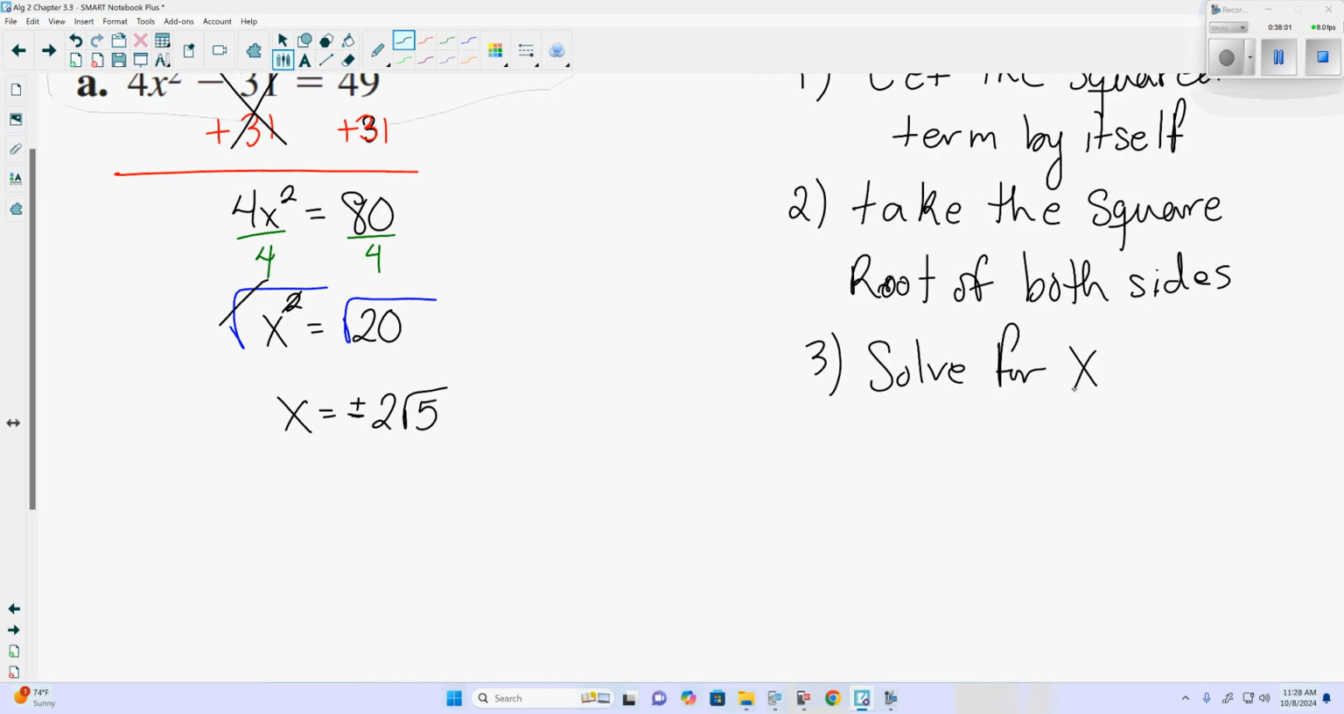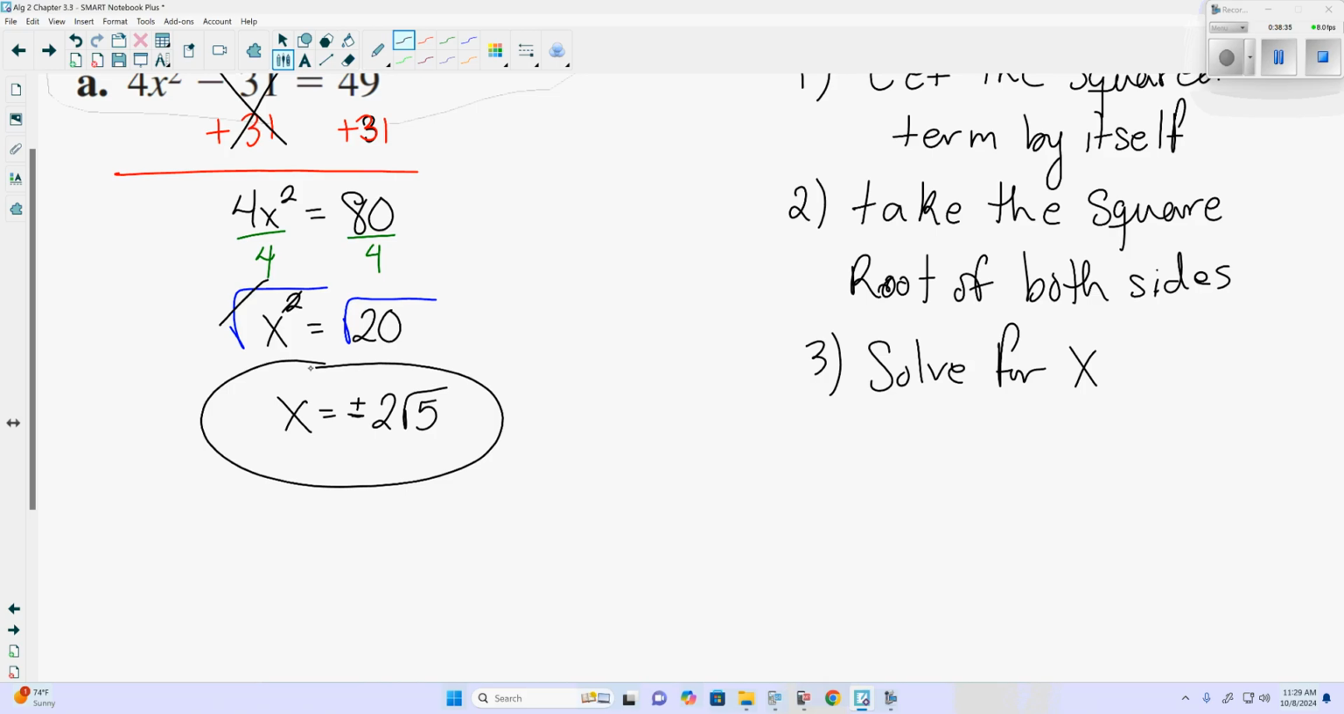Solve for x, solve for the variable. So looking at this here, is the variable by itself? So we solve for it. So this here, x is equal to plus or minus 2 square roots of 5. We will stop there for today. We're going to do more of these here.